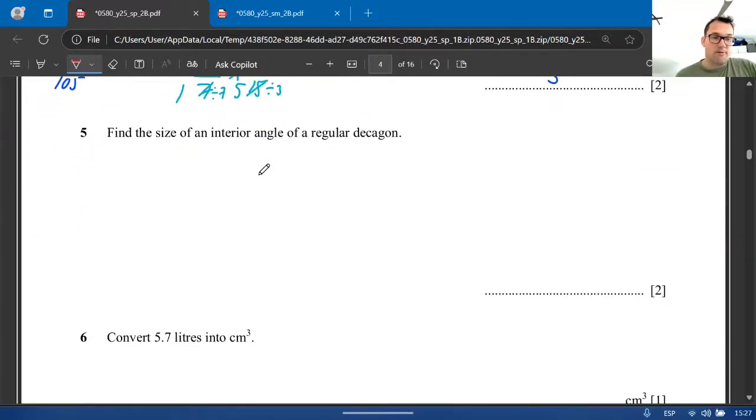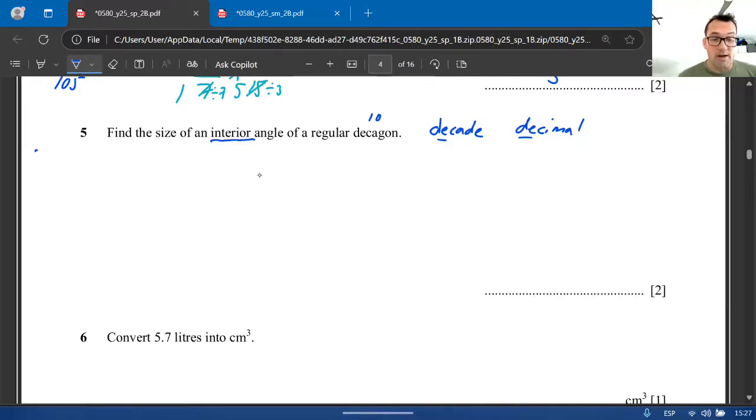Okay, question 5. A decagon is like a decade, like a decimal. Decimal means 10. So it's a 10-sided shape. And they want to know the interior angle. Again, there are 2 ways to do this, so stick till the end, because I'm going to show you the hard one first, and then the easy way, right?